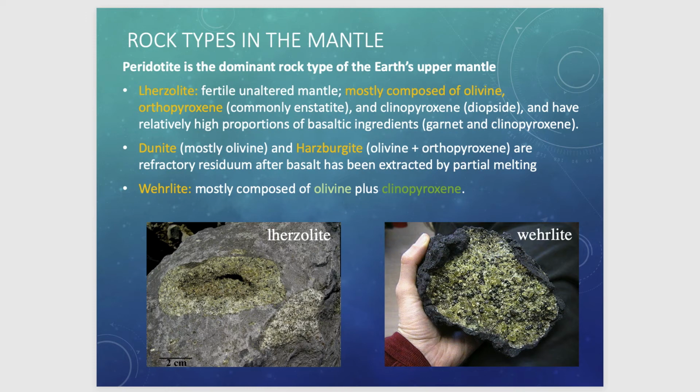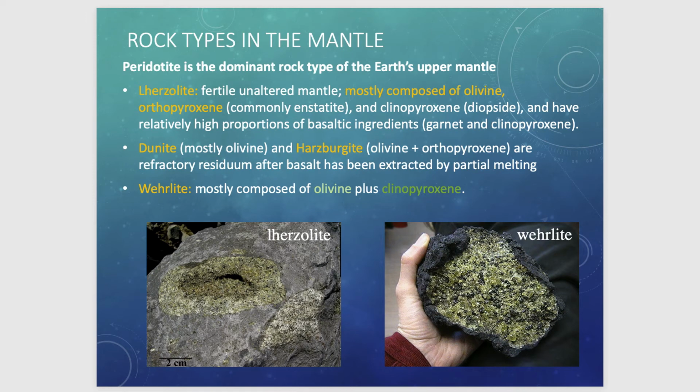So if you are a chunk of mantle, it will be lherzolitic in composition. So it will be mostly composed of olivine, orthopyroxene, so commonly the enstatite, and also some diopside as well. And it does have a really high proportion of basaltic ingredients, which could include garnet and clinopyroxene.